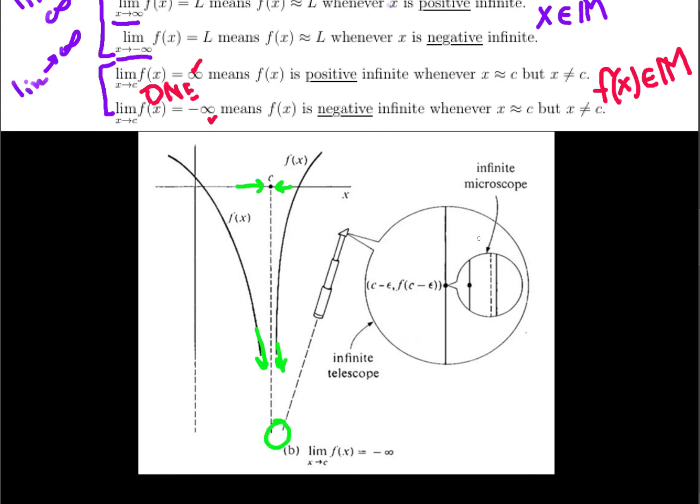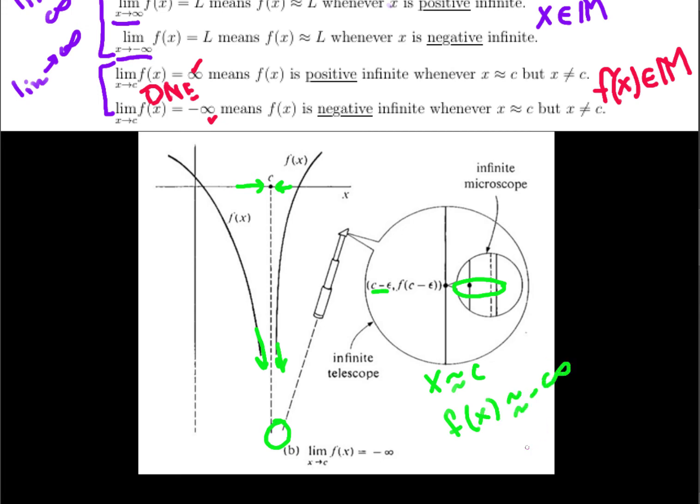Looking out at infinity, I would see that if I'm infinitely close to c, then I must be just an infinitesimal difference from c. And again, it looks like a vertical up and down line. However, if I brought in the infinite microscope, sorry, I would see that I'm getting closer and closer, but it's just shooting down. And so in this case, as x gets infinitely close to c, f of x gets infinitely close to negative infinity.